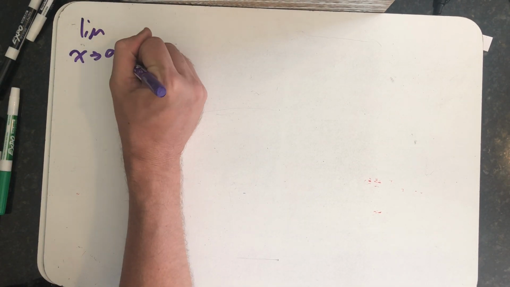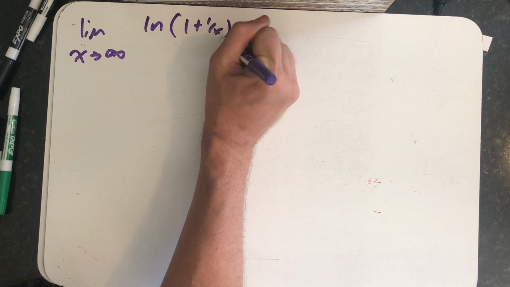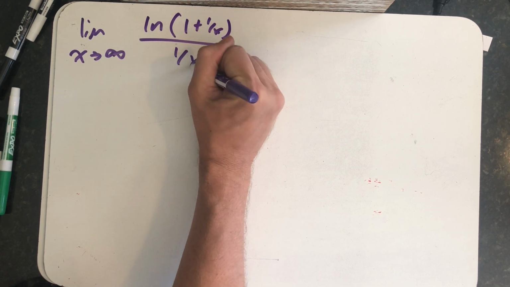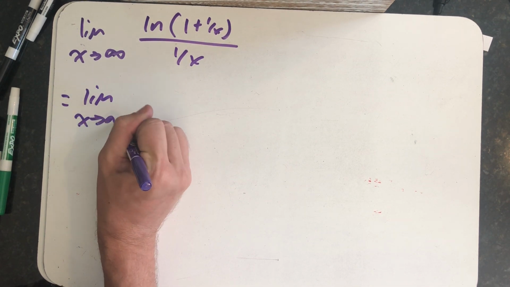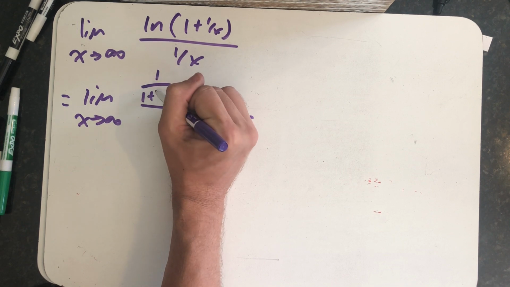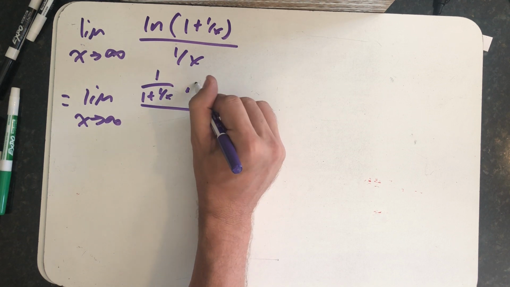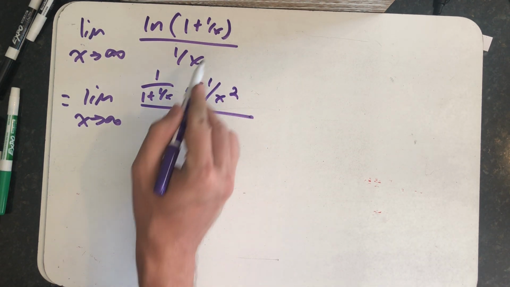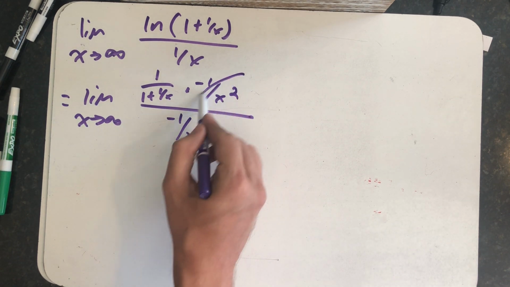The limit as x approaches infinity of the natural log of 1 plus 1 over x, all over 1 over x. All right, L'Hopital's rule says I can take the derivative of the top, so that would be 1 over 1 plus 1 over x times the derivative of the inside, and that's minus 1 over x squared. And the derivative of the bottom is minus 1 over x squared. Those cancel.